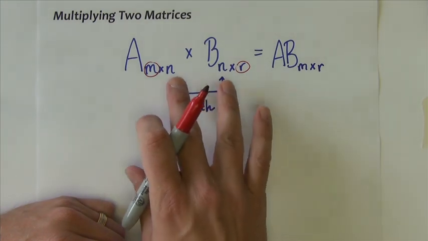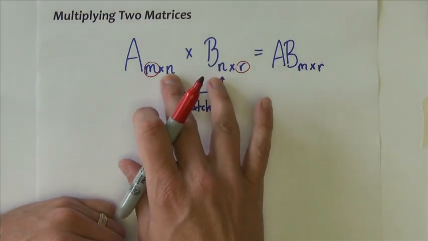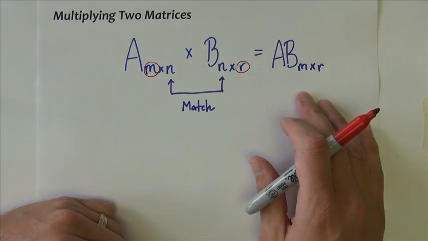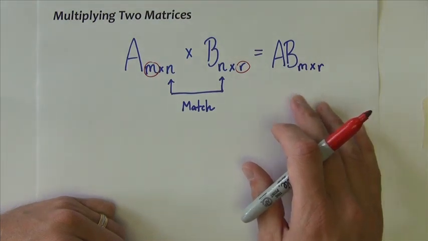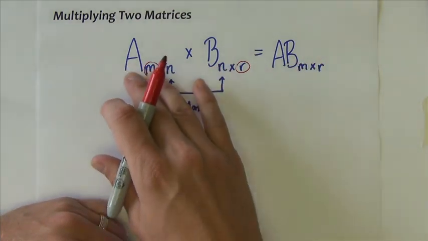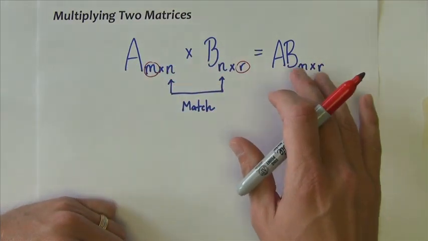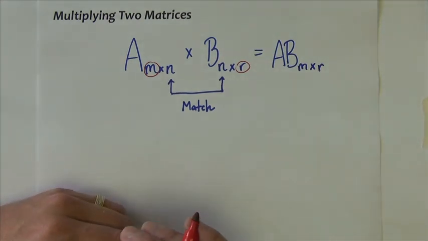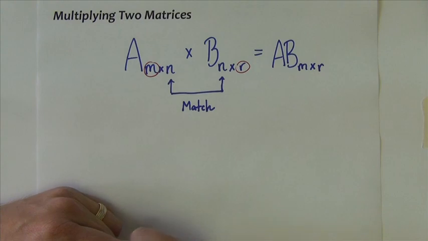So again, the inner dimensions have to match. The outer dimensions will be the size of the result. It's a very different thing than adding and subtracting, where they have to be the same dimensions and you get the same dimensional answer. These can be different on each of these and different size even still on the answer. Let's do a few examples to illustrate how we do it.